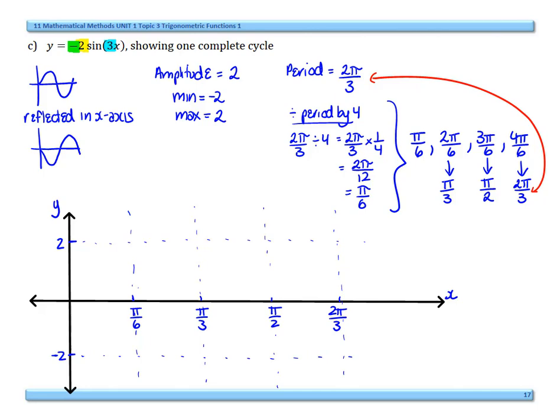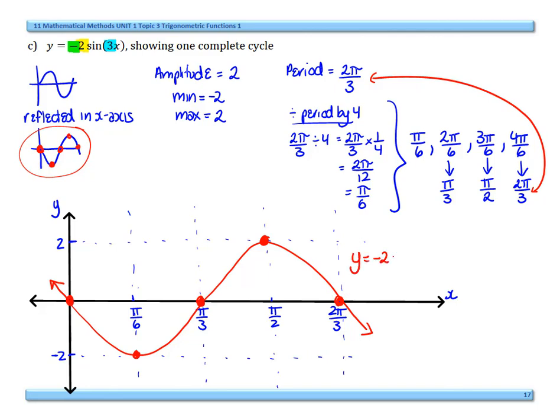From here, look at the curve that you need. These are your key points. Dot, dot, dot, dot, dot. Join the dots. Arrows on either end because we don't have a domain. y equals -2 sine 3x.